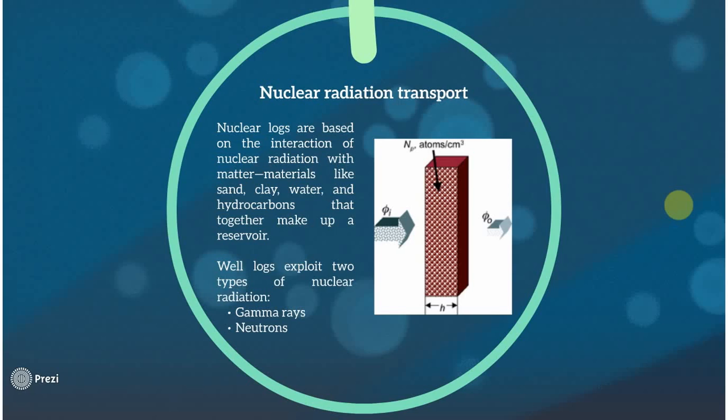Nuclear logs are based on the interaction of nuclear radiation with materials like sand, clay, water, and hydrocarbons that together make up a reservoir. For logging, the interactions are primarily particle scattering interactions. Even though gamma rays are usually discussed as electromagnetic radiation, for nuclear logging they are treated as photons, classical particles. And well logs exploit only two types of nuclear radiation: gamma rays and neutrons. Depending on the type and energy of the particle, different scattering processes predominate, as a beam of particles impinges on a slab of formation from the left to the right.